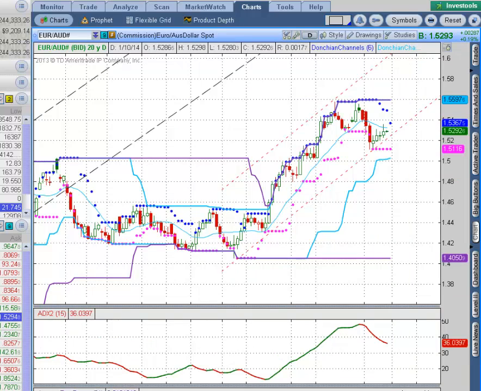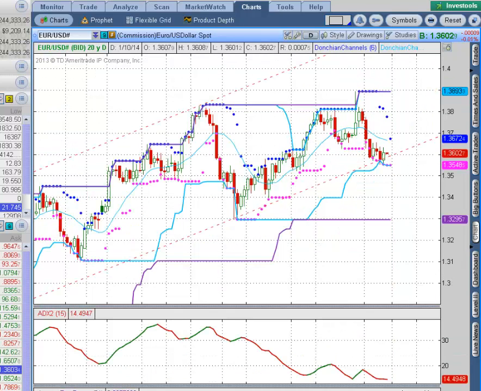Let's look at a couple of the popular Forex pairs to trade. Here's the Euro Aussie dollar. As you can see, we're in a short-term uptrend channel. Price is crawling along the lower side of the channel. Here's the Euro US dollar. Price is in an uptrend channel. It's presently testing the bottom of the channel.